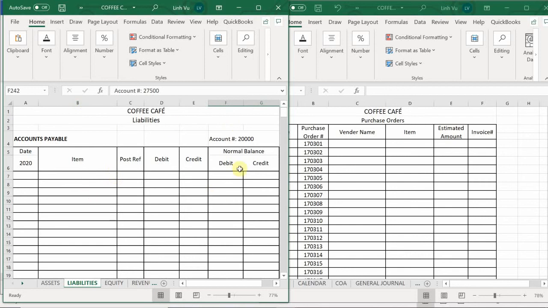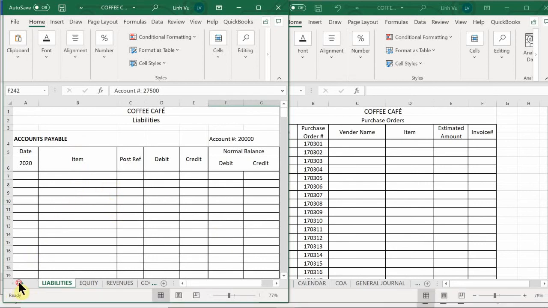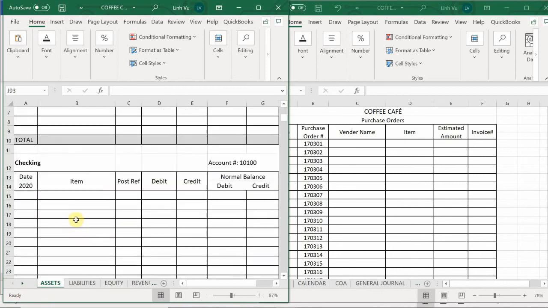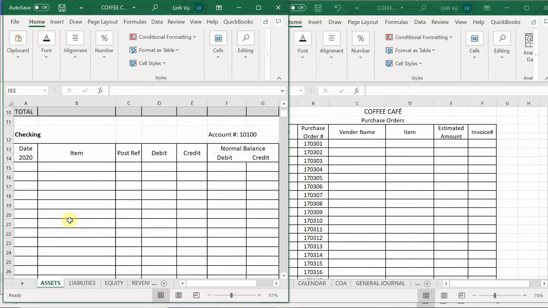The only difference is it has a normal balance. That means every transaction that we do, we will know how much each account has, especially in your checking account, which is the very first thing that you'll have here. Let me go to my assets. The very first thing you'll have here is your checking account. So you'll always know how much money you have in your bank account at all times, after every transaction.